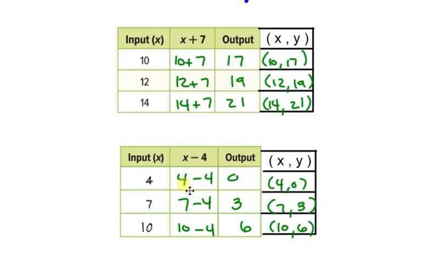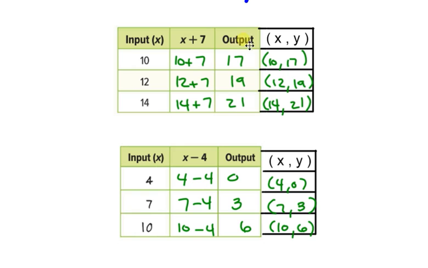For our next table, we're going to have 4 minus 4, which is 0. So our ordered pair is 4, comma 0. Then we have 7 minus 4, which is 3. So our ordered pair is 7, comma 3. And then for our last one, we have 10 minus 4, which is 6. So our ordered pair is 10, comma 6.